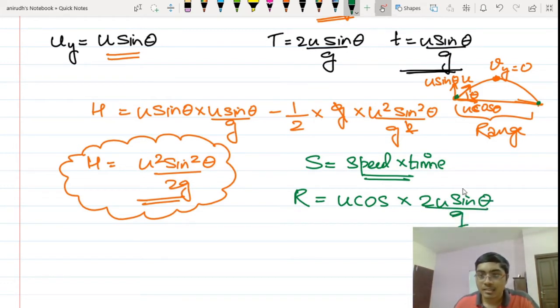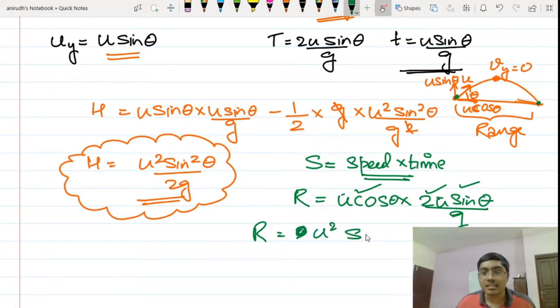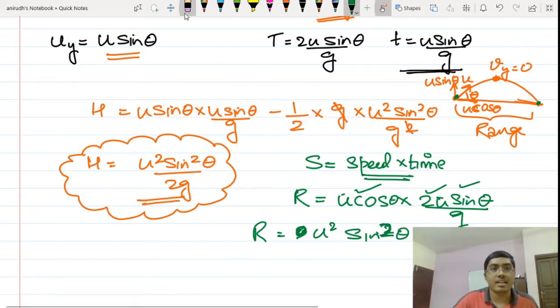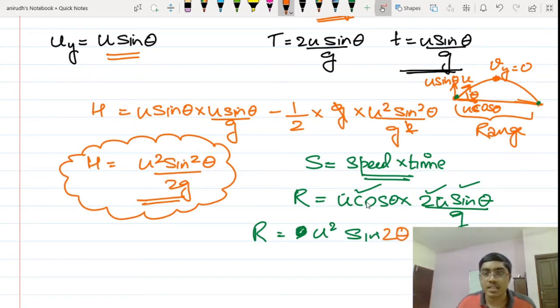See guys, there is 2 sine theta and cos theta. 2 sine theta cos theta is the expansion for sine 2 theta. So there is a 2 over here. So R is equal to u square sine 2 theta by g. That is the correct answer here. 2 sine theta cos theta is the expansion of sine 2 theta. Sine 2 theta is equal to 2 sine theta cos theta. So u square sine 2 theta by g.